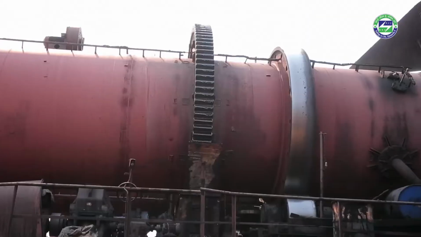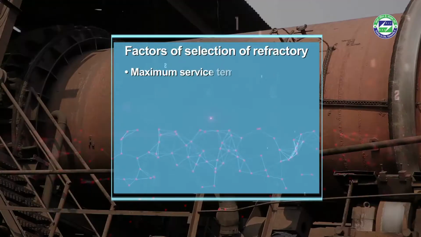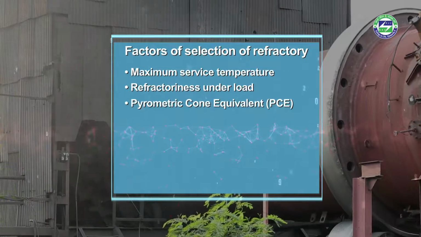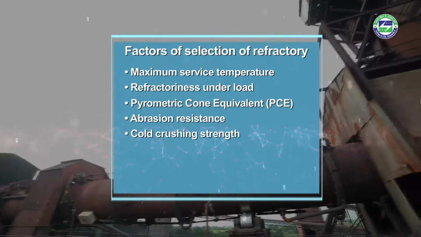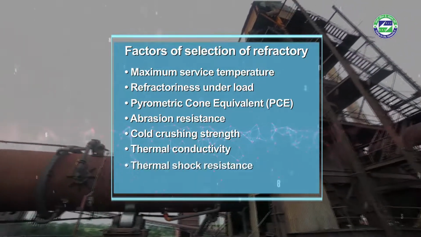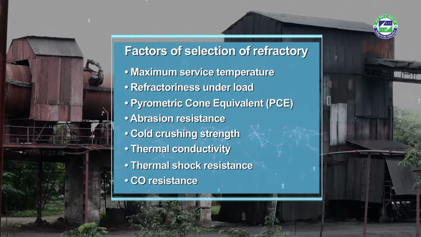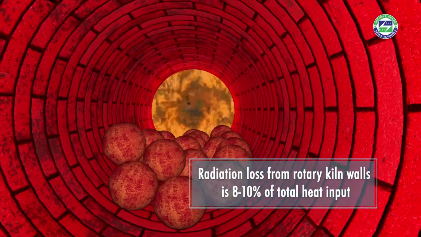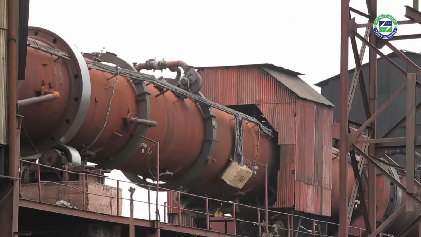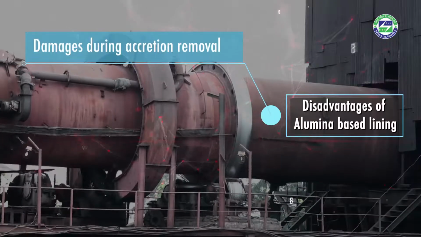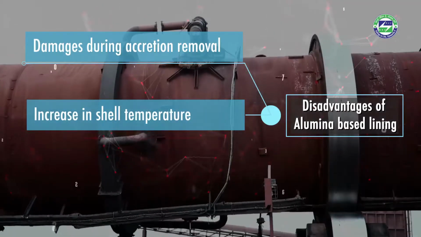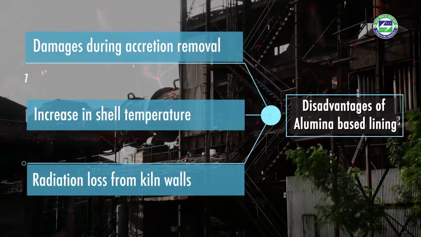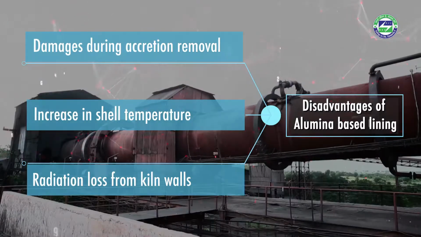The selection of the refractory is based on various factors like the maximum service temperature, refractoriness under load, pyrometric cone equivalent, abrasion resistance, cold crushing strength, thermal conductivity, thermal shock resistance, resistance to carbon monoxide, etc. Radiation loss from kiln walls typically ranges from 8 to 10% of the total heat input. Disadvantages of using alumina lining include damages during accretion removal, gradual increase in shell temperature leading to energy loss, and higher shell temperature due to high thermal conductivity leading to radiation loss.